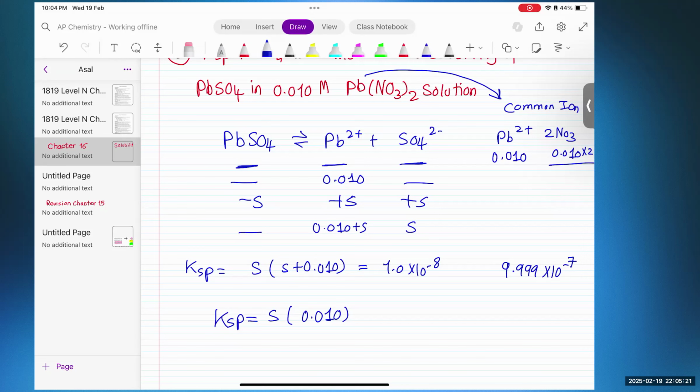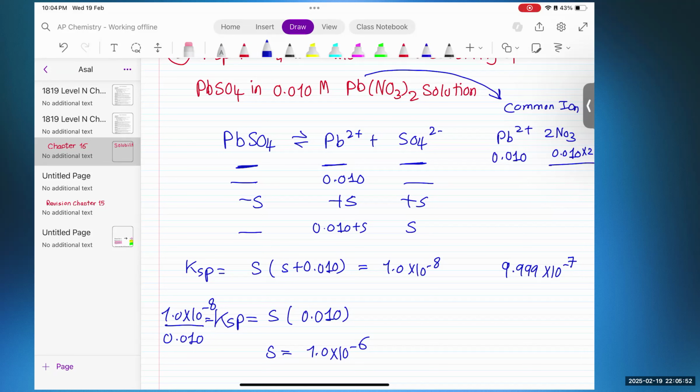divided by 0.01. So you get 1 times 10 to the power of -6. Exactly, S is equal to 1 multiplied 10 to the power of -6. So simply just say that this is KSP, which is 1 times 10 to the power of -8, divided both sides by 0.01 to get the S.